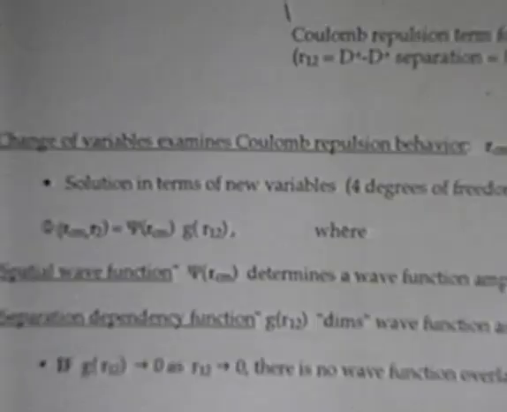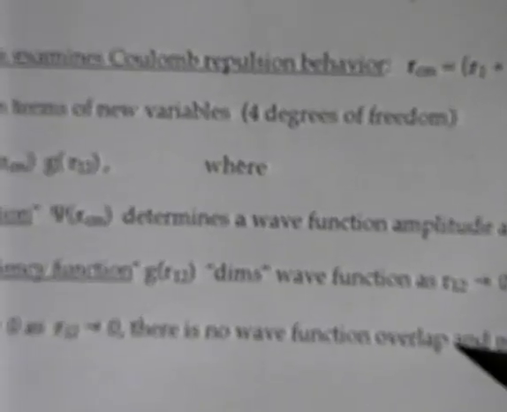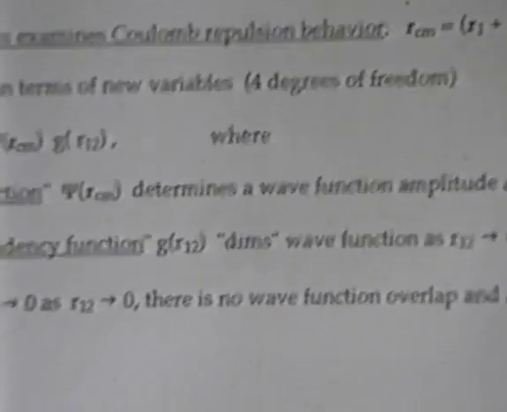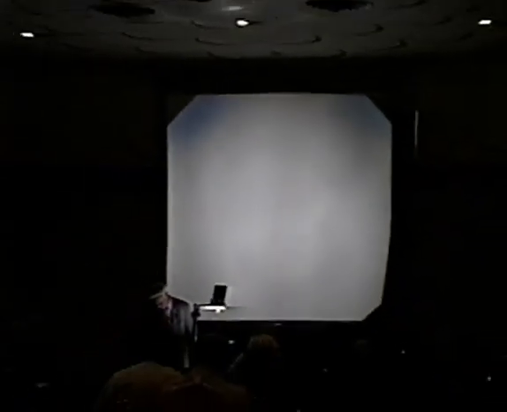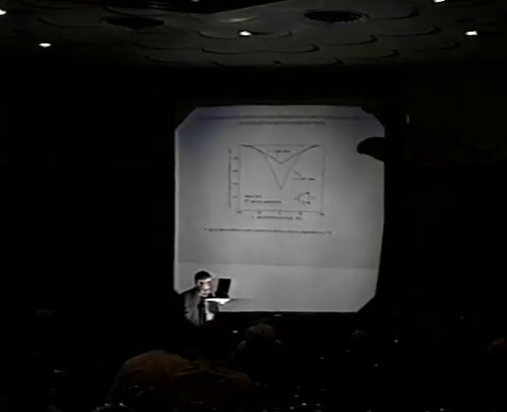Okay, if this dimming function goes to 0 when R12 equals 0, then there is no wave function overlap. That is the proper way to describe the effect of the barrier on the system in this confined system, or negative energy system, the bound system. And let's look at that in the case of the helium atom, which is a very well-known system.